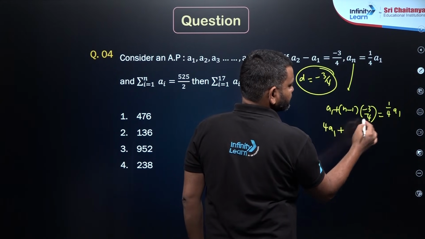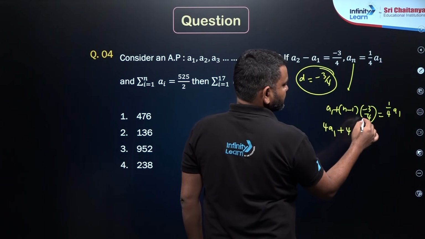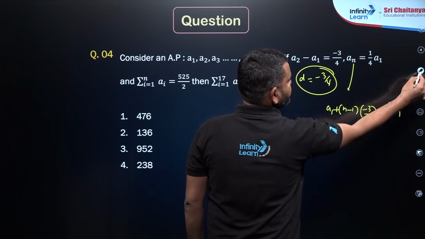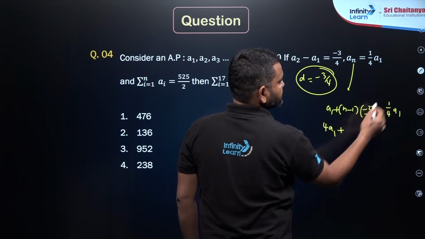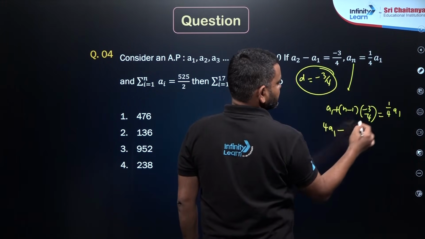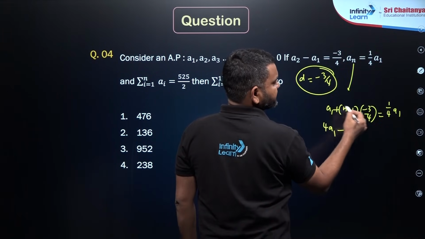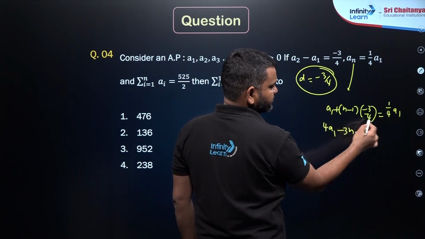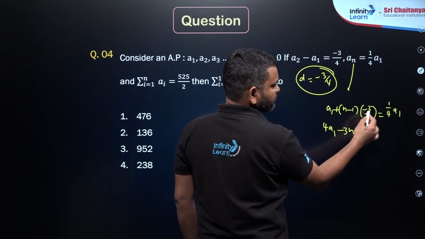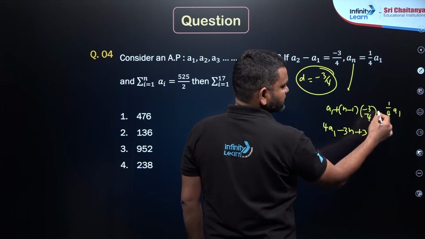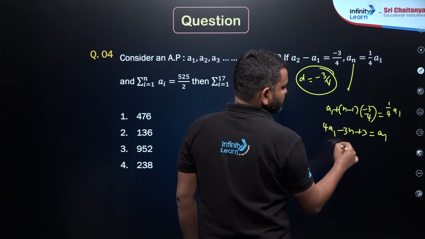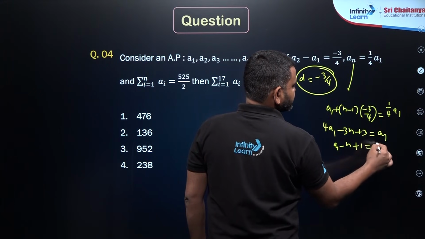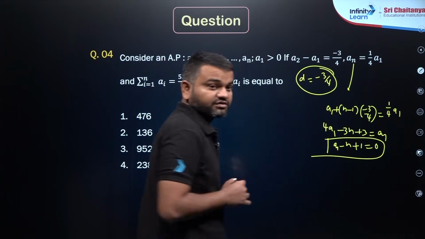4A1, and here we are going to get minus 3n plus 3. This is getting multiplied on the left side, right? 4A1 minus 3n plus 3, that is equal to, 4 is getting cancelled, so A1. So all of them are 3, so A1 minus n plus 1 is equal to 0. This is the other equation I am getting here.